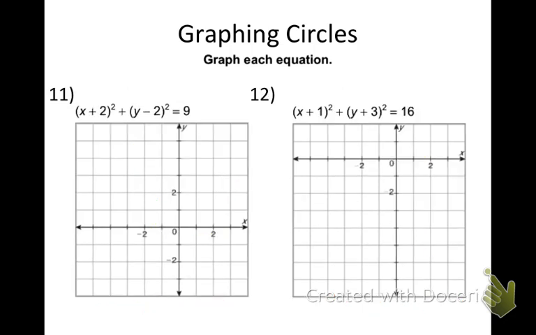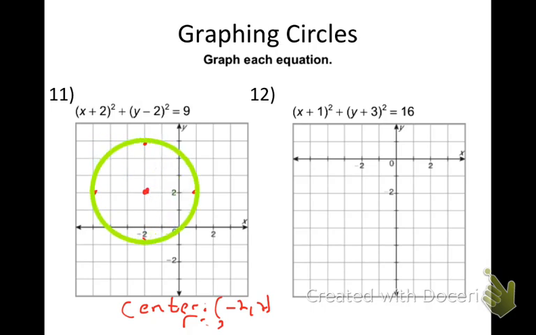All right. Take a couple seconds, try numbers 11 and 12. Find the coordinates of the center, and then find the radius and plot them. Look at number 11 here. First thing I need to do is find the center. Where is the center located, Frosty? (-2, 2). And how far is my radius, Gabe? 3. Up 3, right 3, down 3, left 3. Draw my circle. There you go.